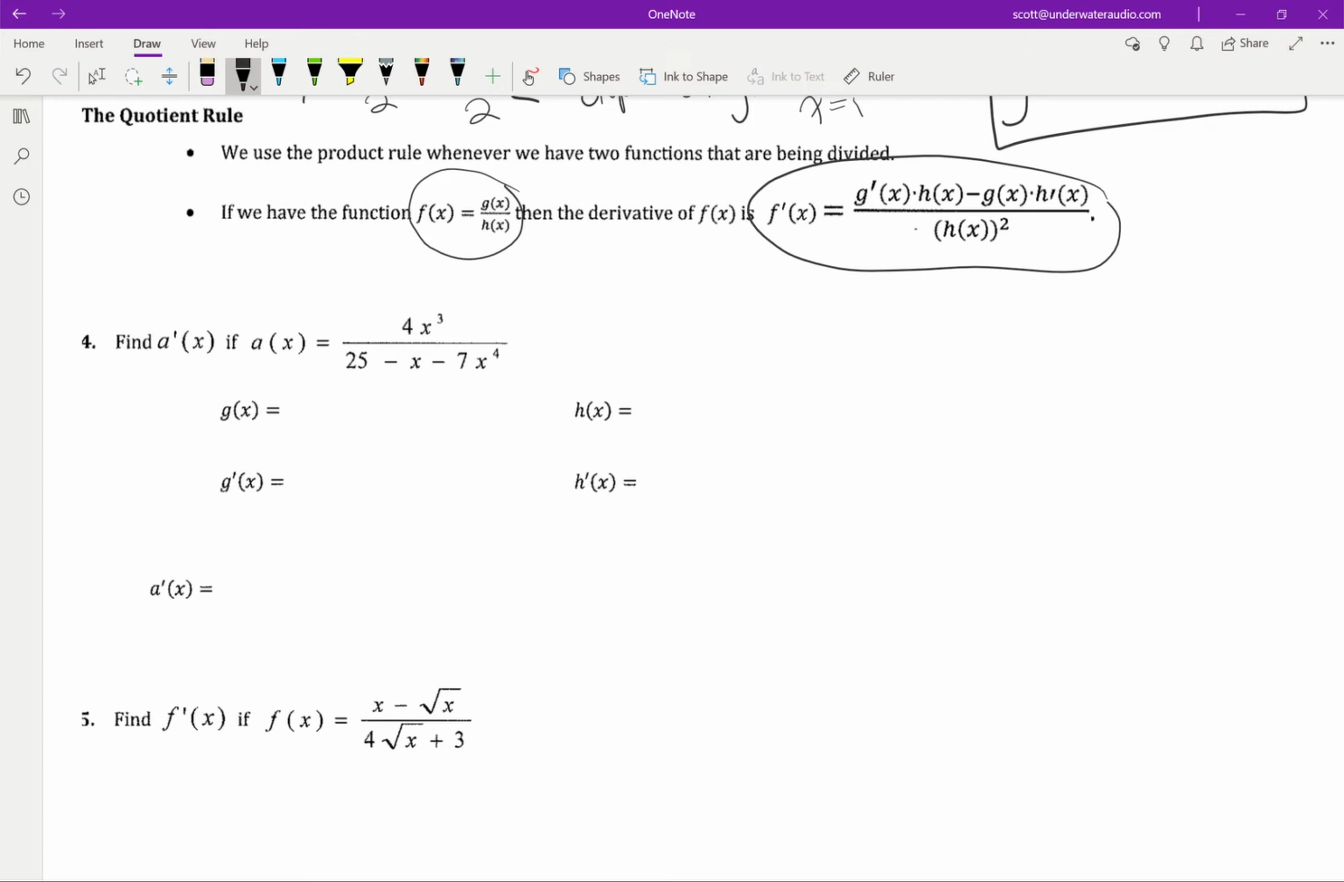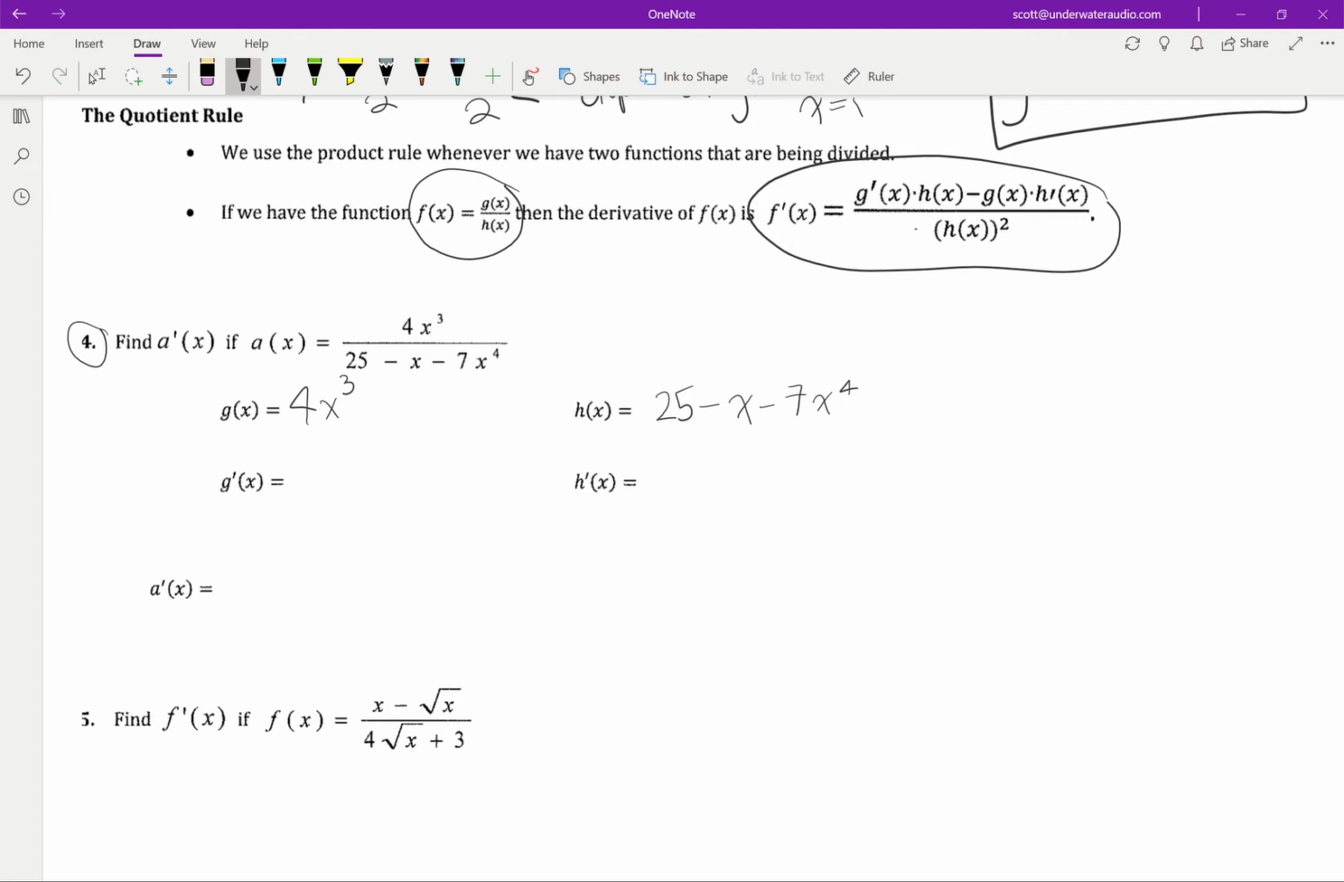Okay, let's do a problem. All I'm going to do is, when I'm given a function like f of x equals g of x over h of x, I'm going to start by identifying what g and h are. So in number 4, g is 4x cubed. H is the bottom function, and that's going to be 25 minus x minus 7x to the fourth.